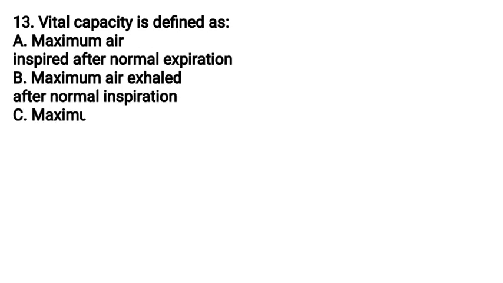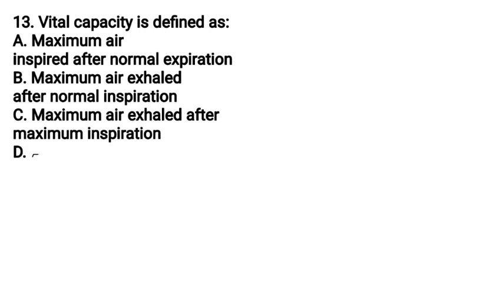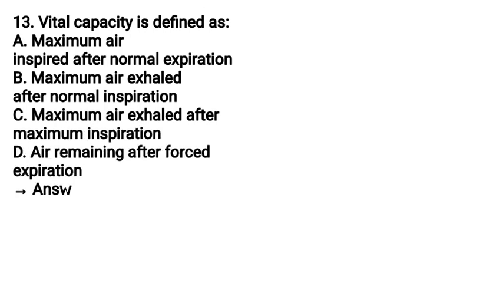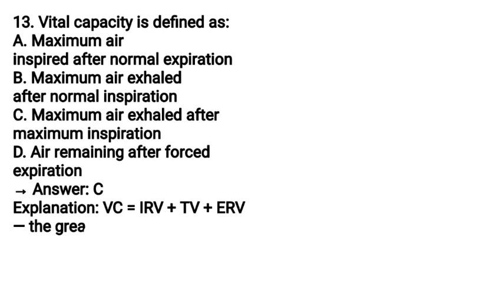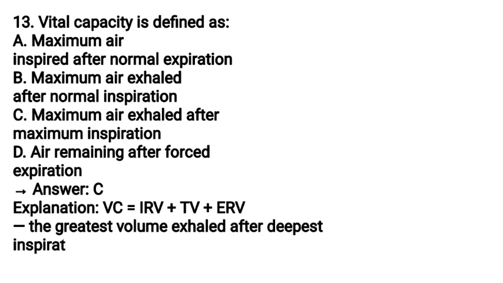13. Vital capacity is defined as: A. Maximum air inspired after normal expiration. B. Maximum air exhaled after normal inspiration. C. Maximum air exhaled after maximum inspiration. D. Air remaining after forced expiration. Answer C. Explanation: VC equals IRV plus TV plus ERV, the greatest volume exhaled after deepest inspiration.